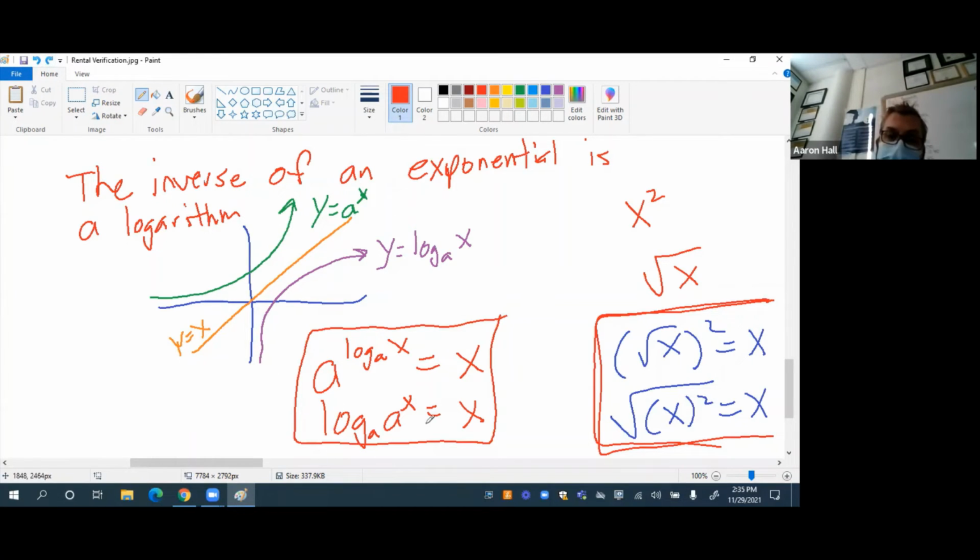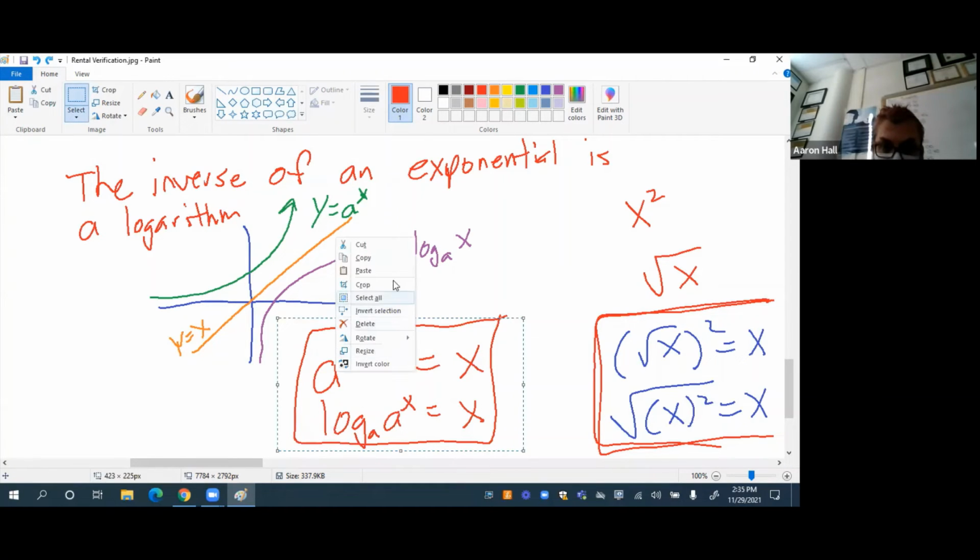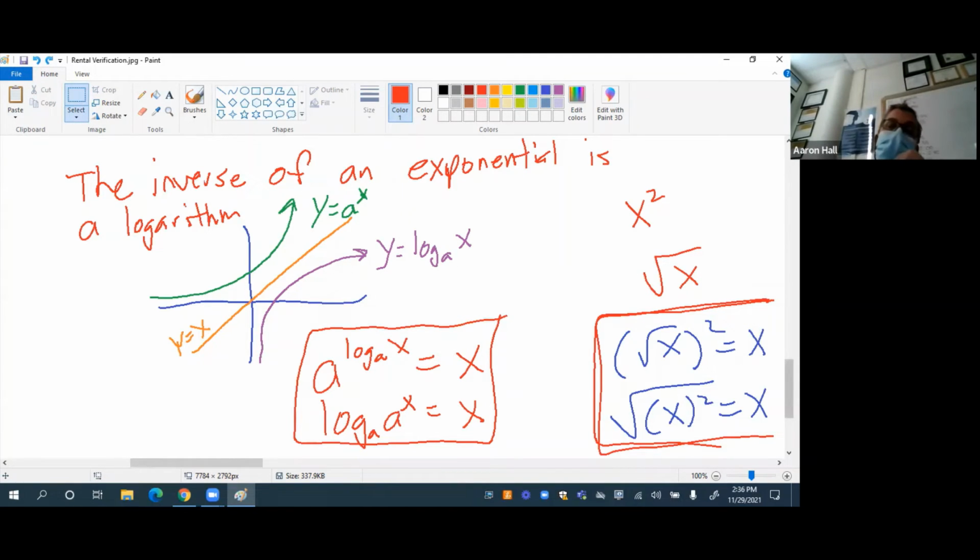So we're going to use this idea to try to undo. I'm just going to copy this here. If I'm going too fast, let me know. We're going to use this idea to solve our problem regarding how long it's going to take before we have 1 million mice.